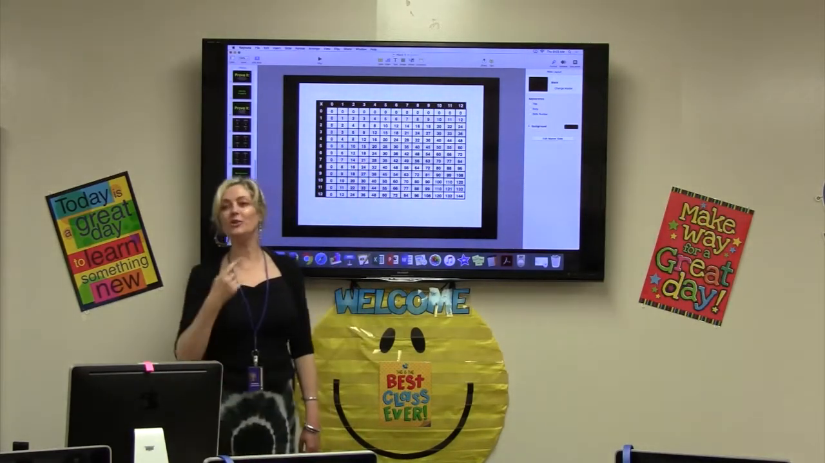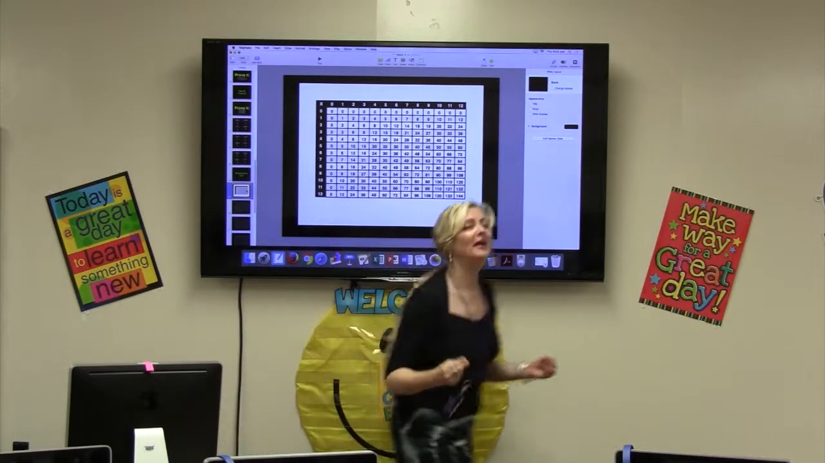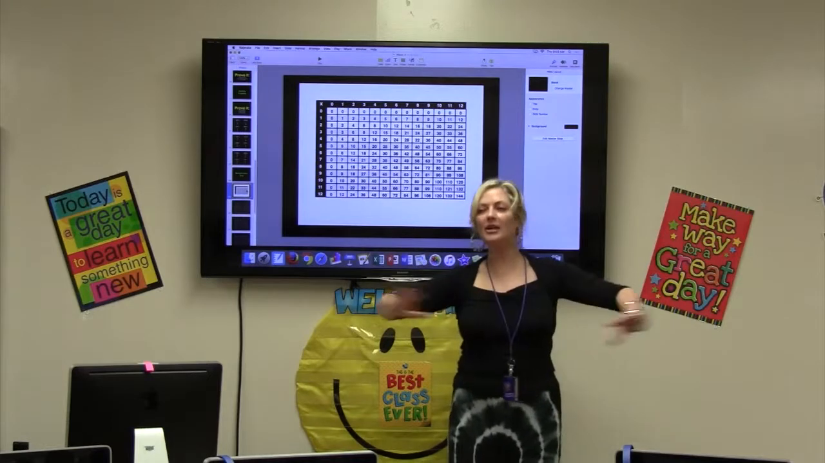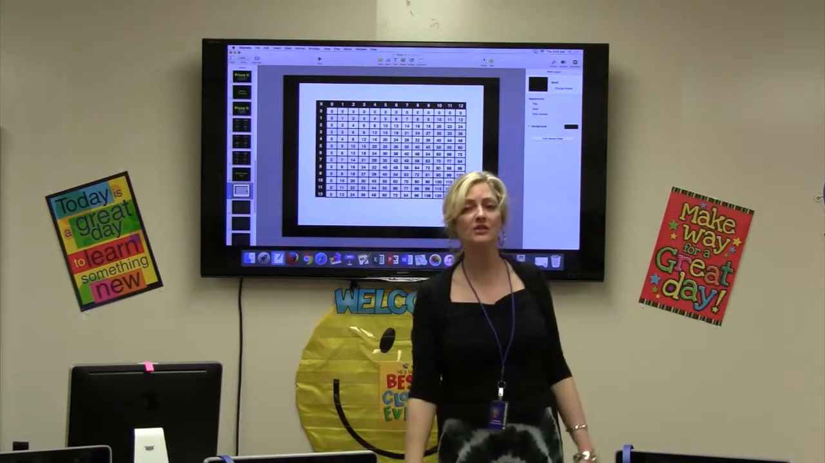Now let me explain to you what this is. This is so cool. It's like crazy cool because in this black area is every multiplication equation you can possibly have for this year in your third grade.